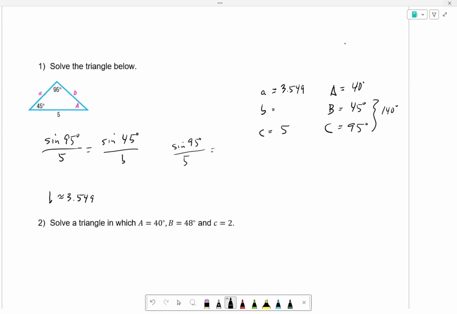Is equal to what? Sorry, sine. Nice. Perfect. And from here, were we able to solve it yet? Okay, who could tell us what they got for this?